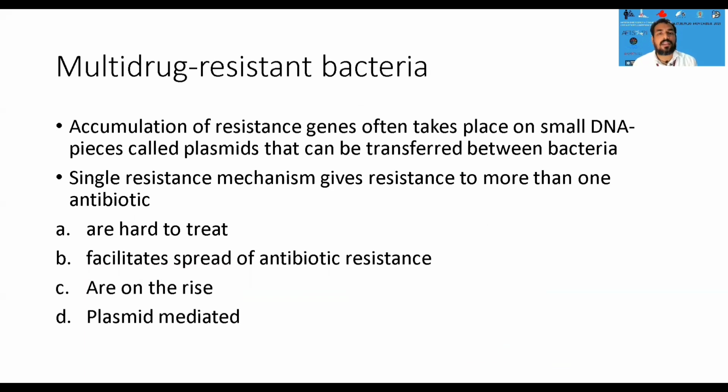Coming to the multi-drug resistant bacteria. Accumulation of these resistance genes often takes place on small DNA pieces called plasmids that can be transferred between bacteria. Single resistance mechanisms can give resistance to more than one antibiotic. That is another tricky situation which we need to be aware of. And the peculiarity of MDR bacteria is that they are hard to treat, they facilitate spread of antibiotic resistance, they are on the rise, and they are plasmid mediated. So these are some things which we need to remember about the MDR organisms and their resistance.